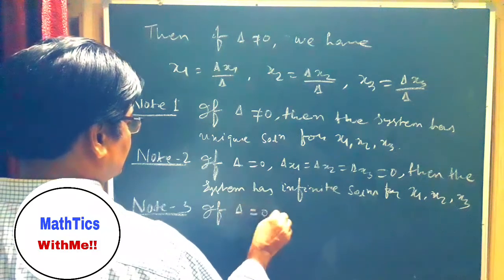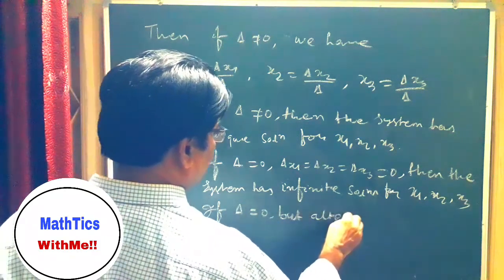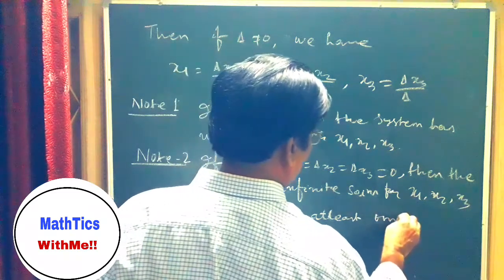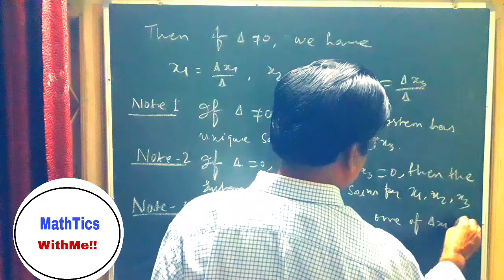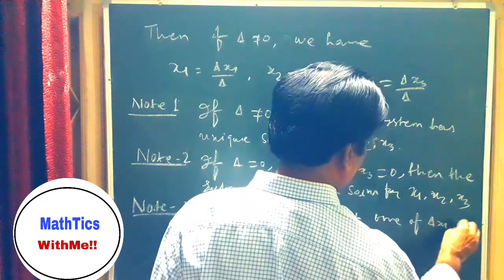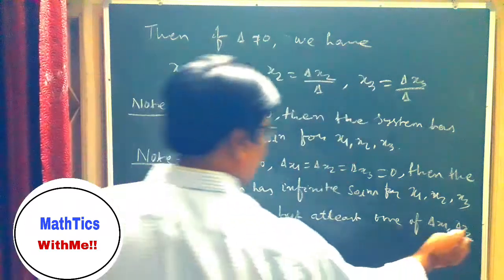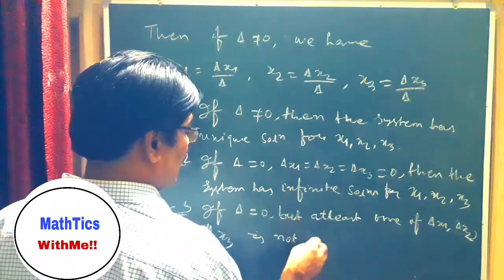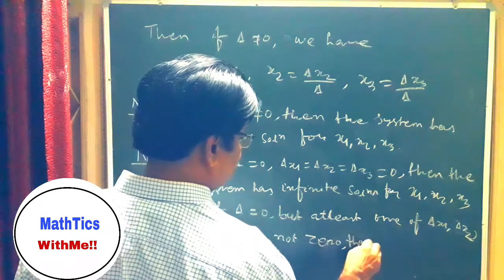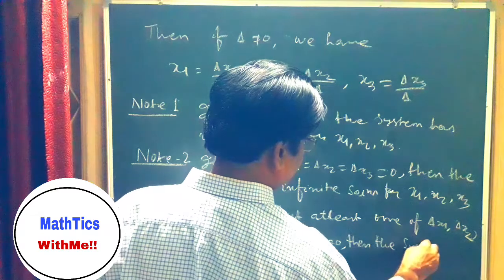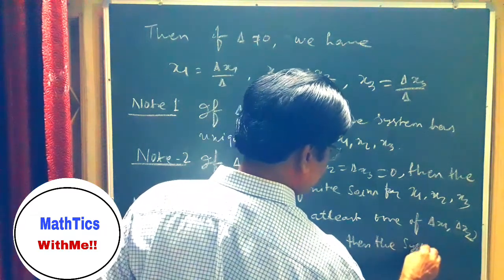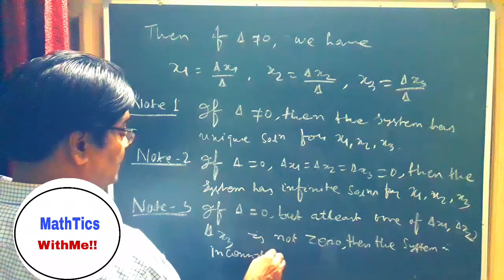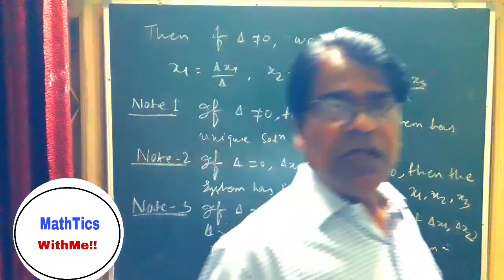Note 3. If delta is equal to 0, but at least one of delta x1, delta x2, delta x3 is not 0, then the system is inconsistent. Inconsistent means it has no solution for the unknowns.